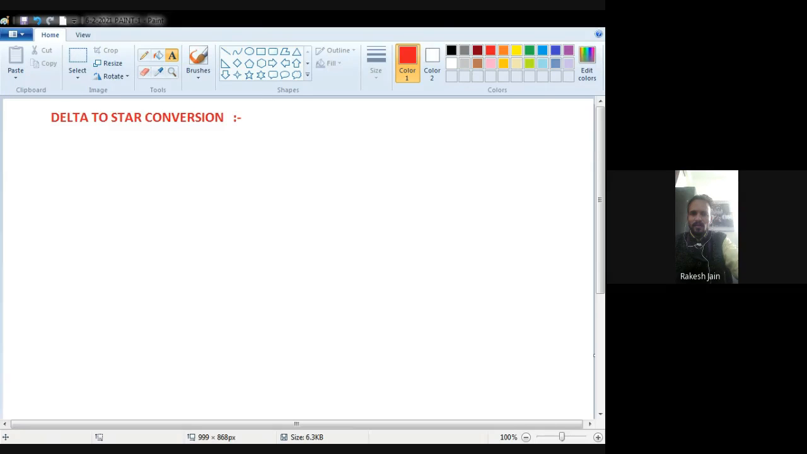Are you able to see the MS Paint file on screen? Yes. So our topic today is delta to star conversion. Let's say you have a delta network like this, and a delta can look like this one, right? And you have to convert it into a star network.